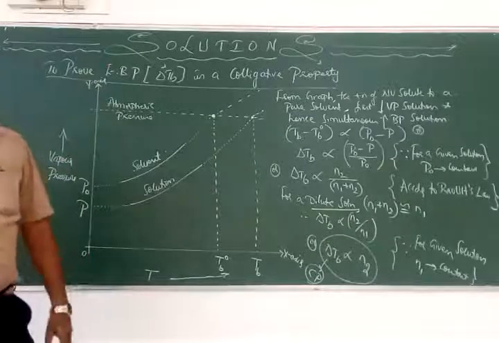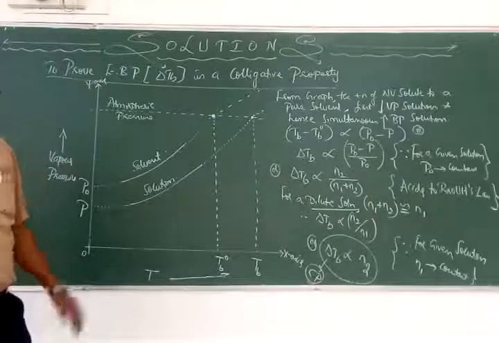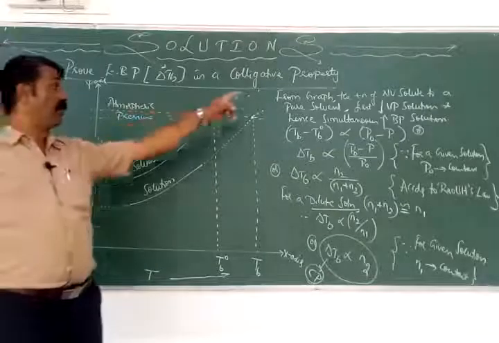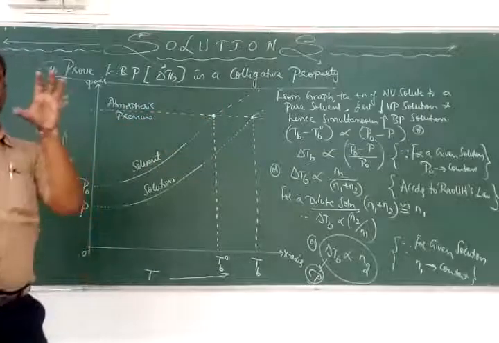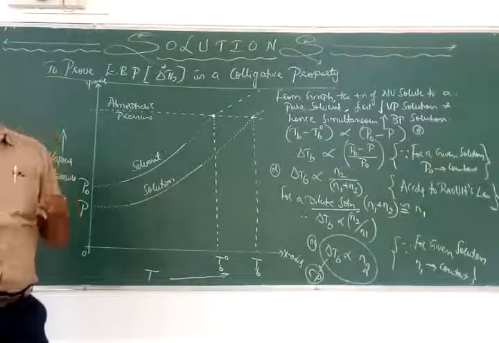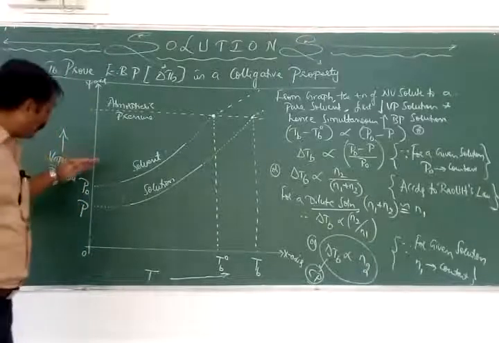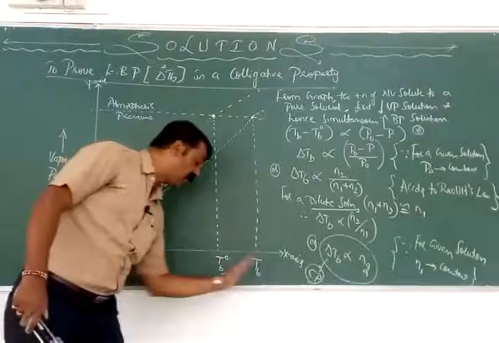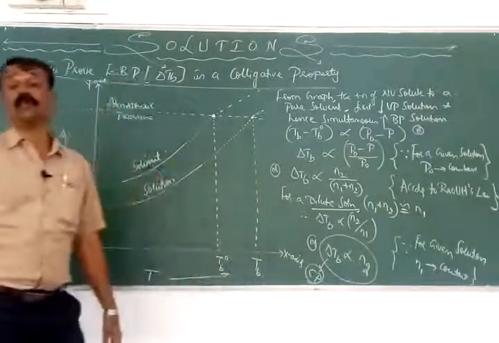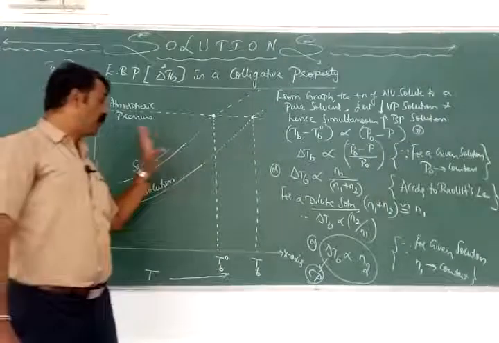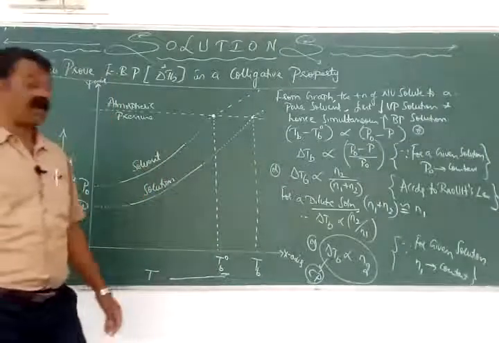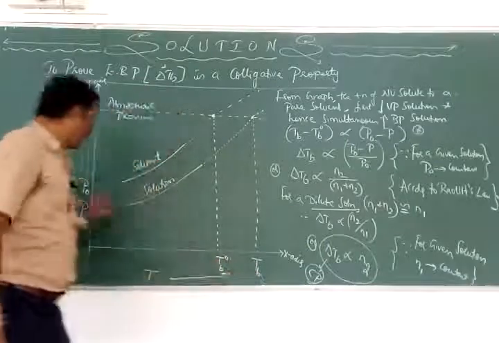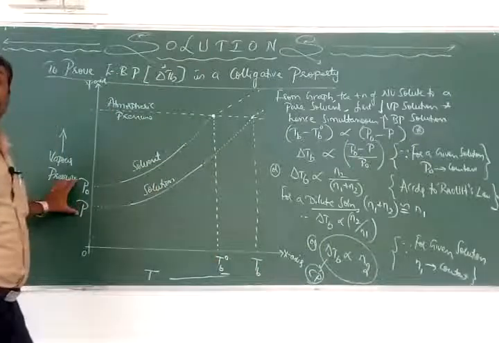So this is how we are proving, using the graphical representation, that elevation of boiling point is an example of a colligative property. First, what is the case? From that graph, what have we decided? If I add a non-volatile solute to a pure solvent, the vapor pressure of the solution goes on decreasing, and simultaneously the boiling point of the solution goes on increasing. From these two graphs, what can we decide? The difference TB minus TB0 is always proportional to P0 minus P.